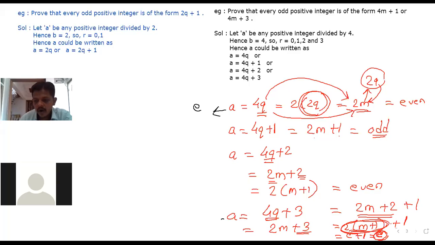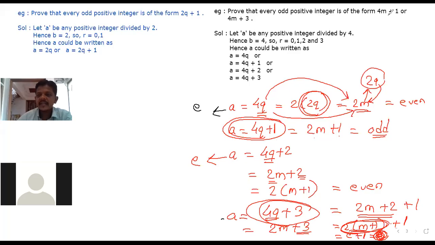Sorry, odd. Even plus 1 is always odd. So 4q becomes even, and 4q plus 2 becomes even. Means 4q plus 1 and 4q plus 3, that is 4m plus 1 or 4m plus 3, become odd.